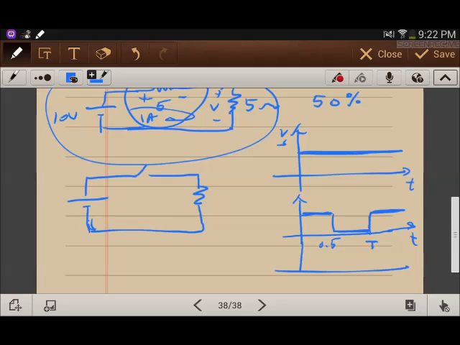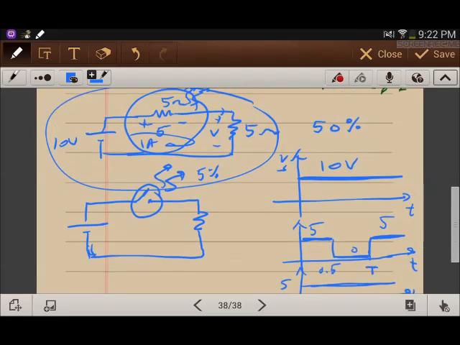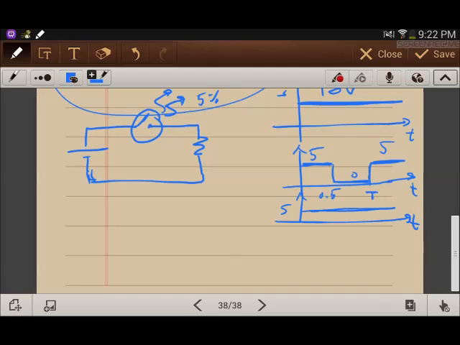Then it continues in the same manner, 50% on and 50% off. In this way, the voltage that appears across the resistor, if this is 10 volt, this is 5 volt, this is 0, this is 5, the average voltage across the load will become, instead of 10, 5 volt, and little energy will be dissipated as heat during the switching time of the semiconductor device, and this will account for 5% or less. So in this way we improved the efficiency tremendously by using a power electronic device.